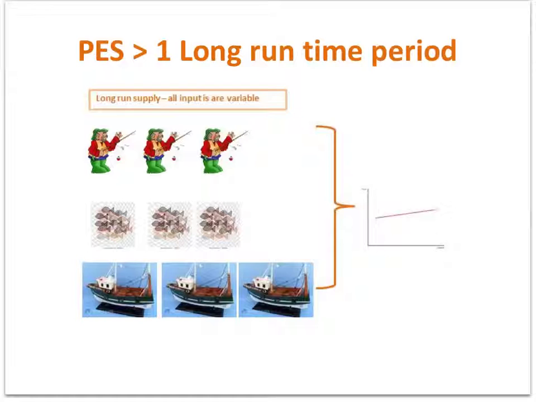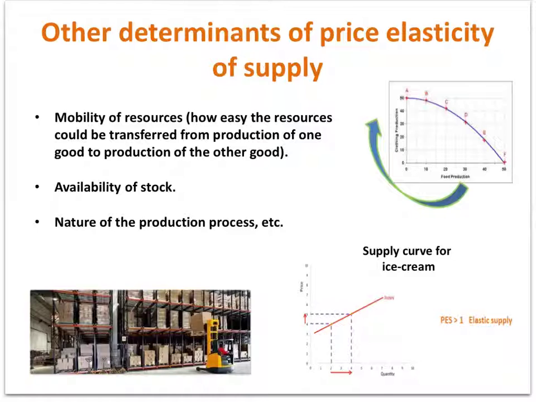Finally, in the long run, all inputs are variable. Our fishing business could acquire more boats, more fishing nets, and employ more fishermen, so their supply of fish in the long run will be elastic. The other determinants of price elasticity of supply include mobility of resources, availability of stock, and nature of production process.